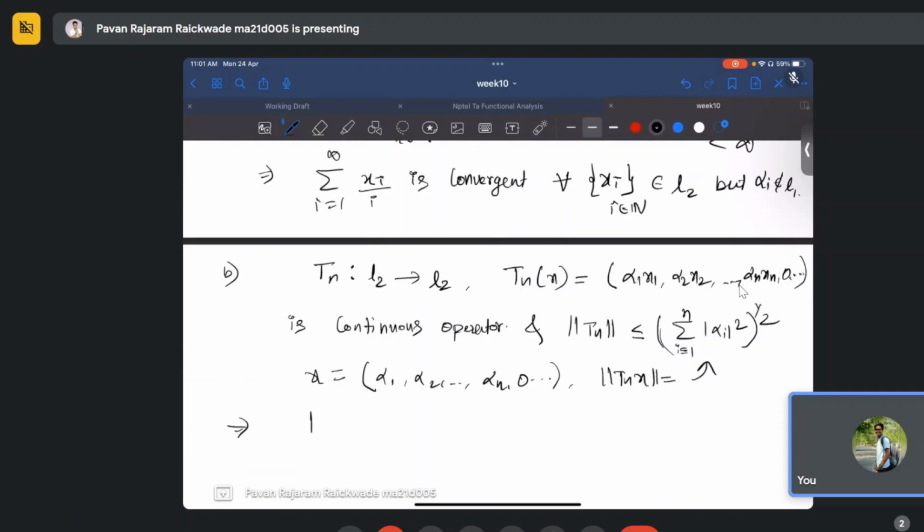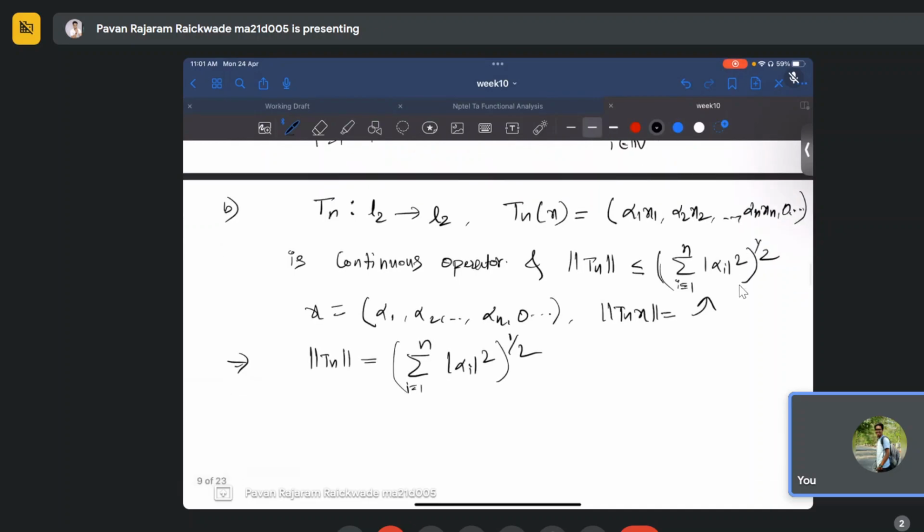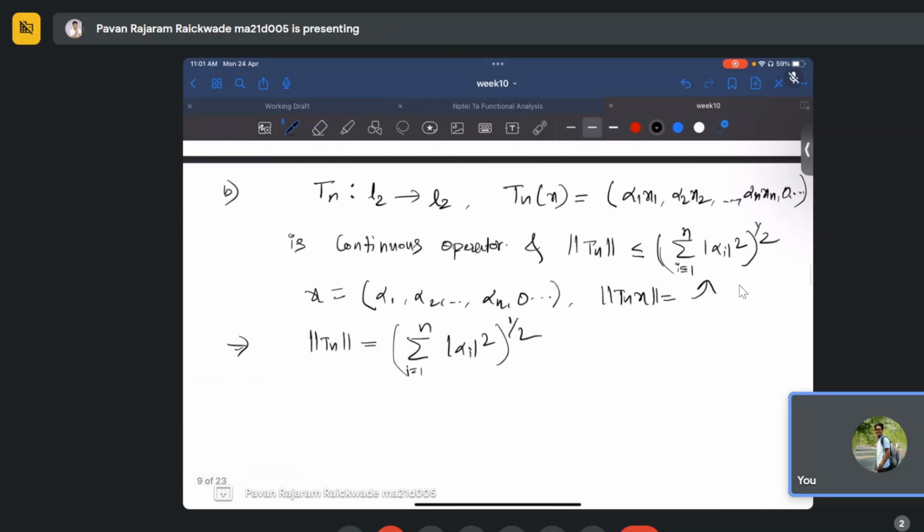That means this quantity into the norm of x, which is again this quantity, so squared. So the norm of Tn will be this exact same quantity, the summation of mod alpha i squared whole raised to 1 by 2, i going from 1 to n. This is the norm of Tn.